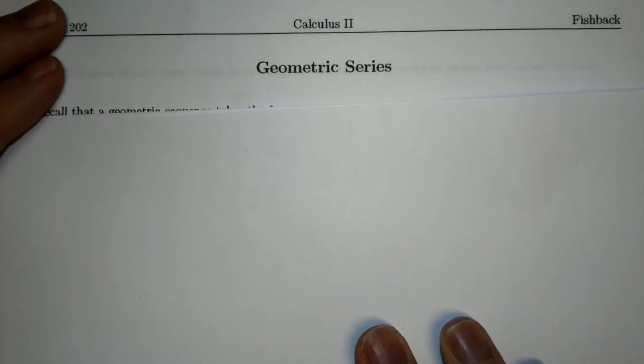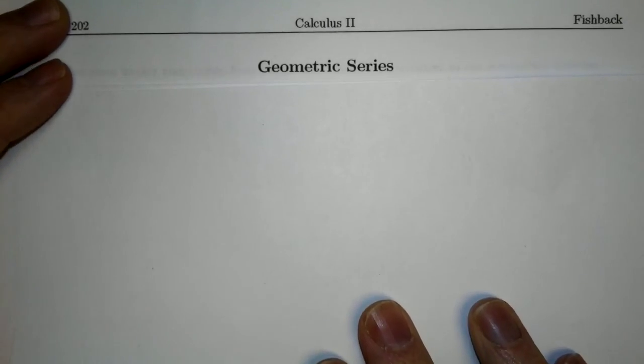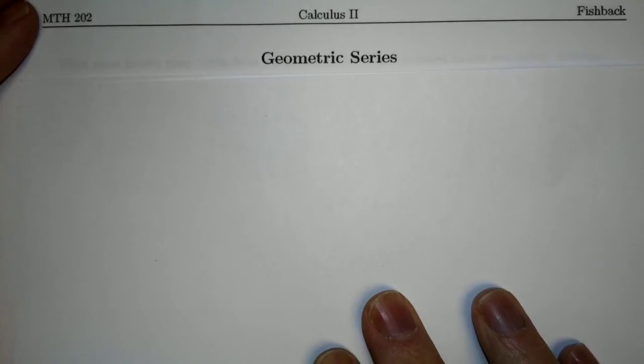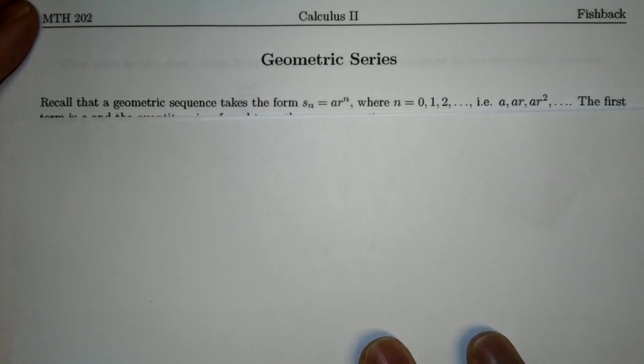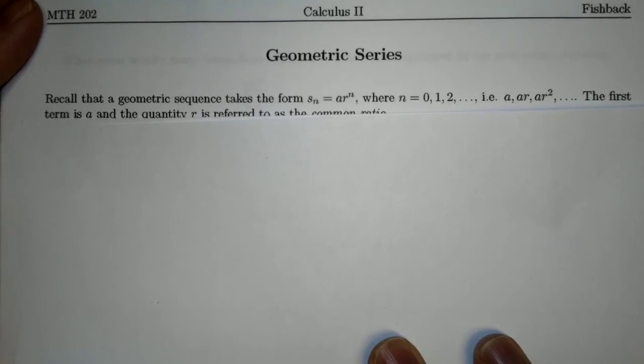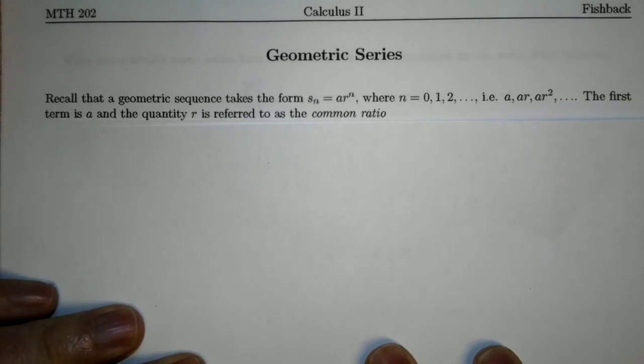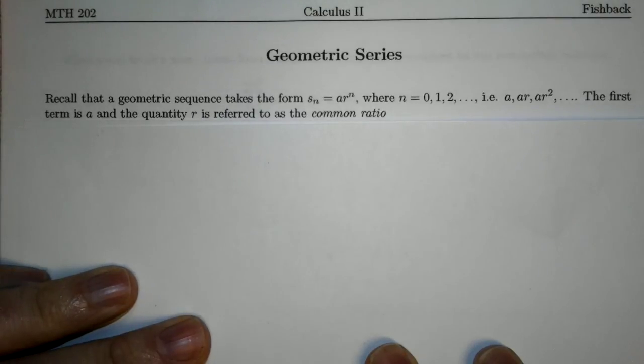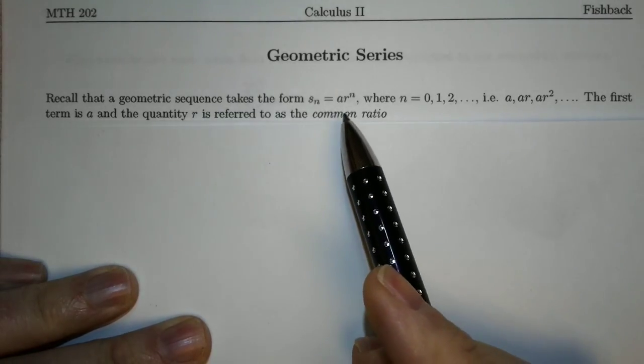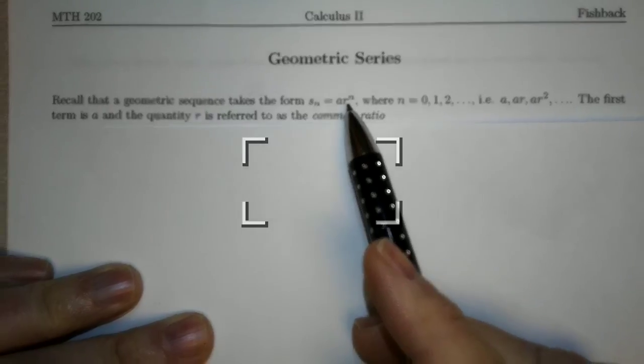Geometric series, which is the focus of section 9.2, builds upon what we learned in section 9.1. So you may recall from section 9.1 that a geometric sequence takes the form S sub n equals a times r to the n, where n goes from, we're going to start at 0, 1, 2, 3, and so on and so forth.